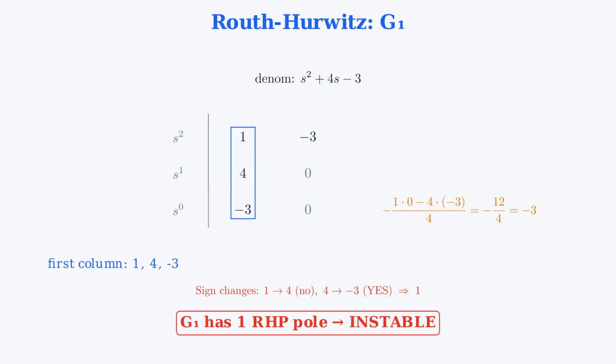We count the sign changes. From 1 to 4, no change. From 4 to minus 3, 1 sign change. Total, 1 sign change. By the Routh-Hurwitz criterion, the number of poles in the right half plane equals the number of sign changes. So g1 has 1 unstable pole and is unstable, confirming what we suspected.